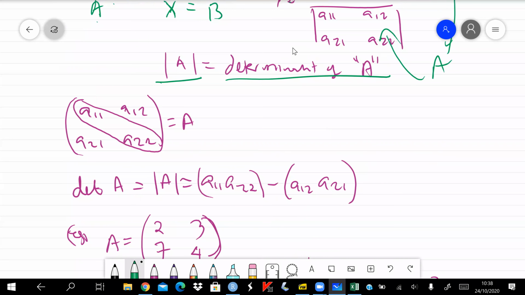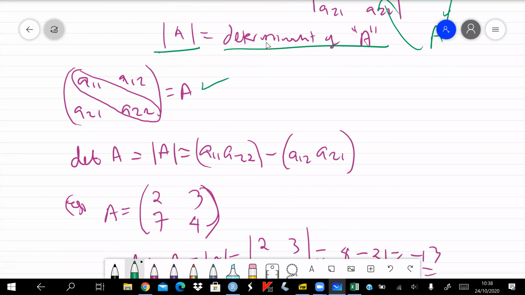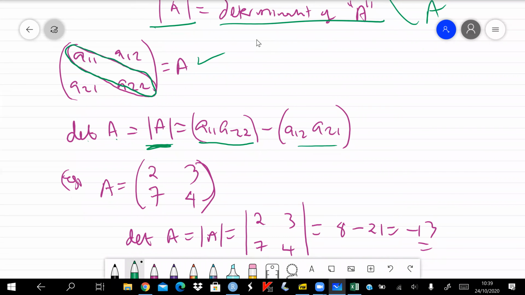So if you have a 2 by 2 matrix, the determinant is quite easy to obtain. For instance, if you consider this matrix here, which is a 2 by 2 matrix, assume it is non-singular, then the determinant of A, which is sometimes denoted by this, is given by the product of elements in the leading diagonal, minus the product of elements in the other diagonal, or the lagging diagonal.